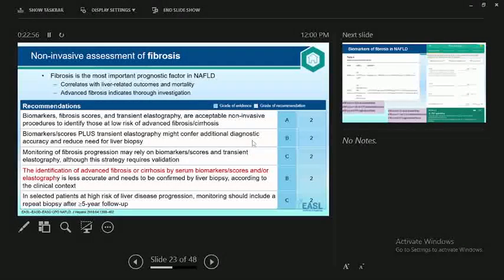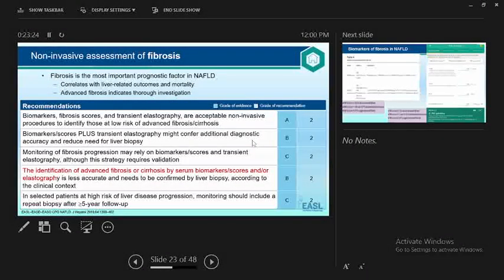Next is non-invasive assessment of fibrosis, because fibrosis is the most important prognostic factor in NAFLD. If someone has fibrosis, they are at a high risk of developing cirrhosis or hepatocellular carcinoma, or they might need a transplant someday. So biomarkers, fibrosis scores and transient elastography are acceptable non-invasive procedures to identify those who are at low risk of advanced fibrosis or cirrhosis.